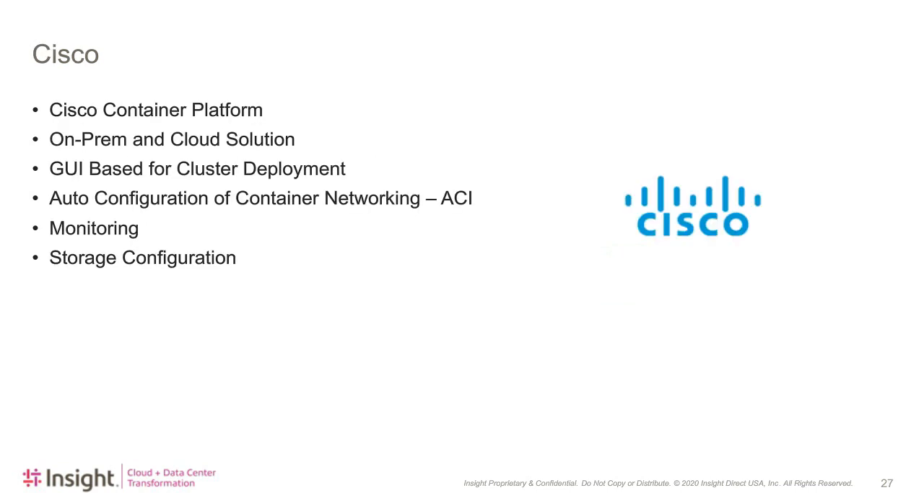Cisco has the Cisco Container Platform, which is an on-prem and cloud solution. Basically it's GUI-based cluster deployment. A lot of the tools around containers and orchestration today are not GUI-based, and we see a lot of vendors in the marketplace wrapping a GUI around that to make management a little easier. Obviously, Cisco being a networking shop first and foremost, they have a lot of plugins around container networking. Even bringing ACI into that space, they offer a lot of monitoring as well as storage configuration.